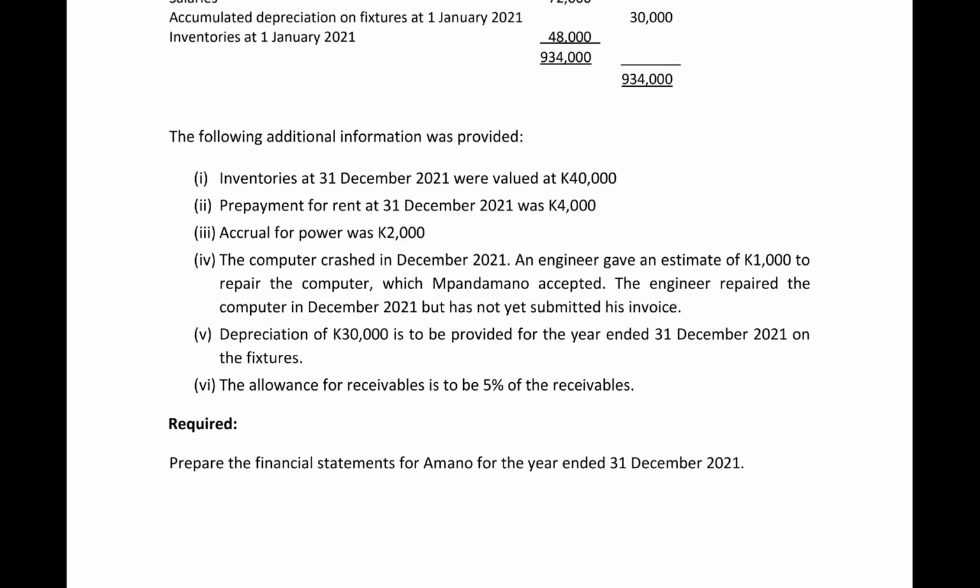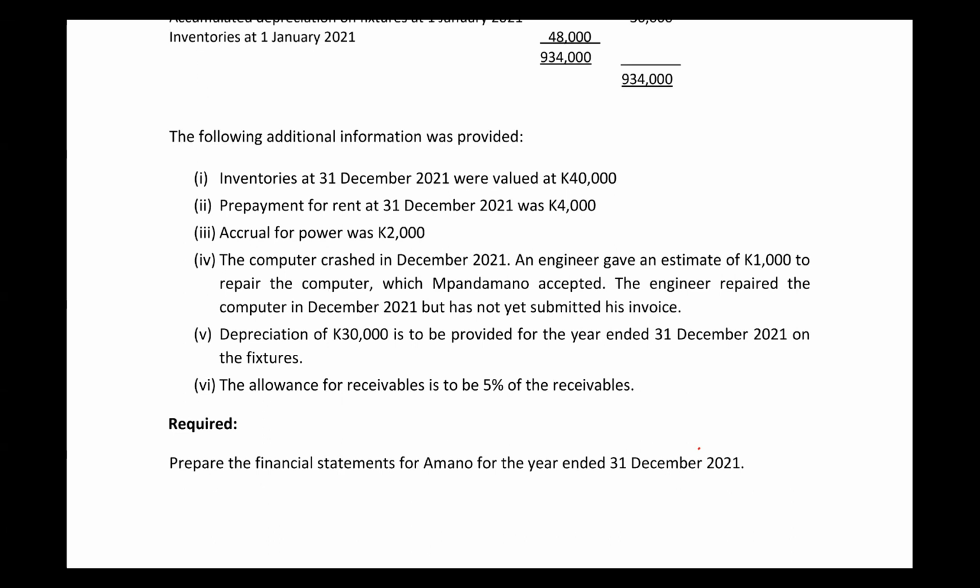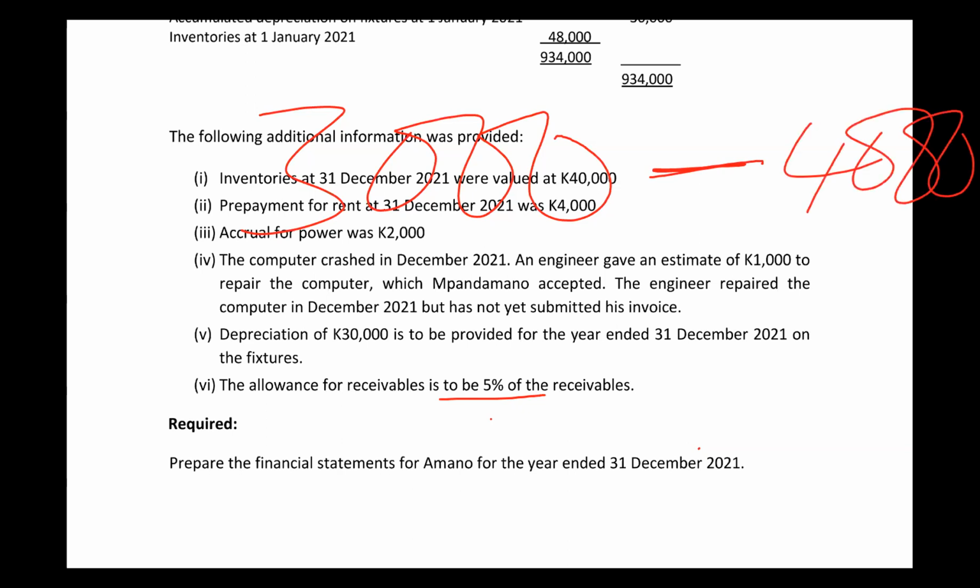The explanation is that the 3,000 you have gotten from this is the amount that you used, the allowance for receivables used in that period. Then you subtract it from the provision that you had been given, which is the 4,000 in the trial balance. Always like that. You got it?